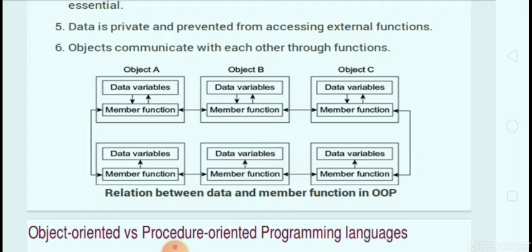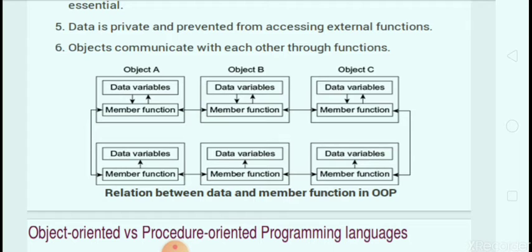Here the example is given: relation between data and member functions in OOP. Here three objects are created, object A, object B, object C. Each and every object is defined with data variables and member functions. By using one object, it can communicate with another object. So object A can communicate with object B, and object B can communicate with object C by using their member functions.